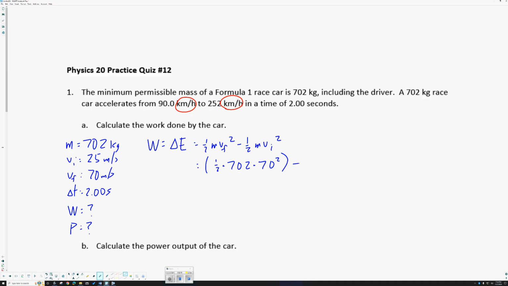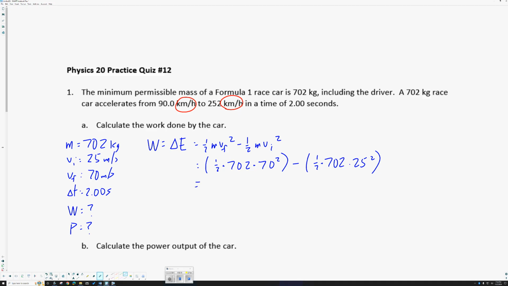It's in every term on the right-hand side, but it does not appear on the left-hand side. So we can't cancel it. Here's the final energy minus the initial energy, 1/2 of 702 times 25 squared. Don't forget to square that speed. Fairly common mistake, forgetting to square that speed for both the initial and the final speed.